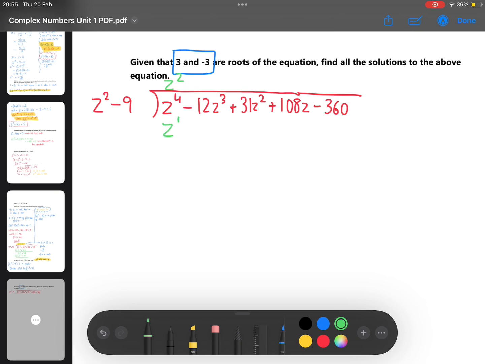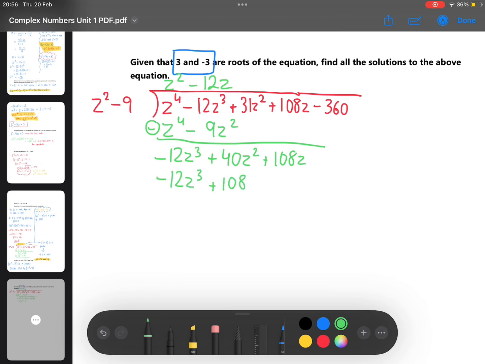So we have z squared, this is going to give us 40z squared plus 108z, and then we'll have minus 12z, minus 360, and then we're going to have plus 40, and that will give us our remainder of 0, which we were looking for.